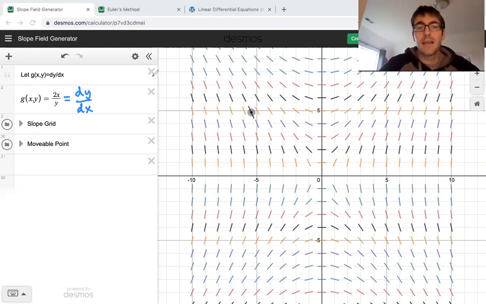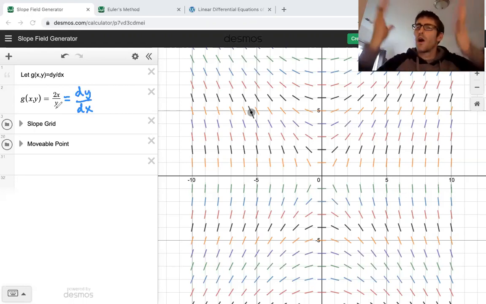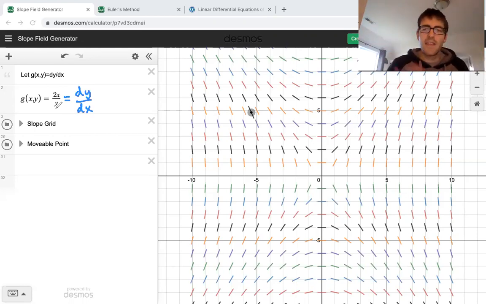So here's a Desmos slope field calculator. I will include the link. You can play around with this. You can put any function you want in here and see what the slope field looks like. And so we also said last time that we can just decide to draw the lines that go with the flow. And we're going to make that idea a little bit more rigorous with this thing called Euler's method.